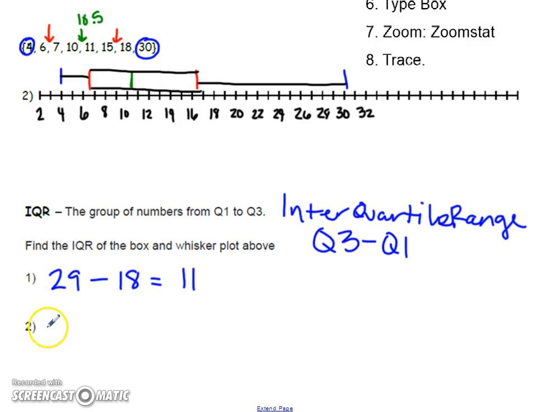So try this for your second set of data, pause the video, and see if you get the right answer. So you should do 16.5 minus 6.5, and that comes out to an interquartile range of 10. And that is it for our box and whisker plots 5-number summary lesson.